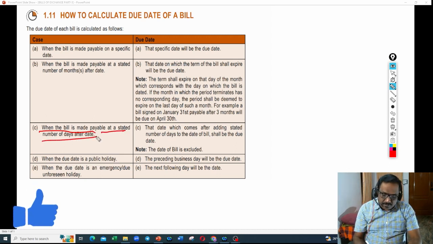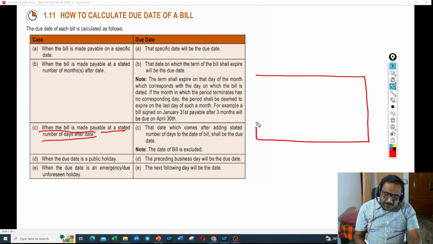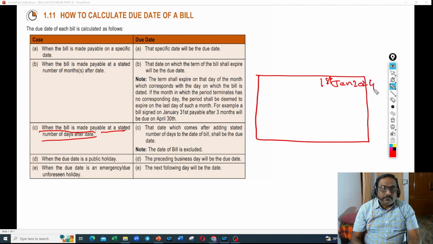Next, when the bill is made payable at a stated number of days after the date. This is another important point. Suppose if the bill is written on 1st January 2024. It says the bill amount is payable after 30 days. Here days mentioned are not months. The bill amount has to be paid after 30 days.